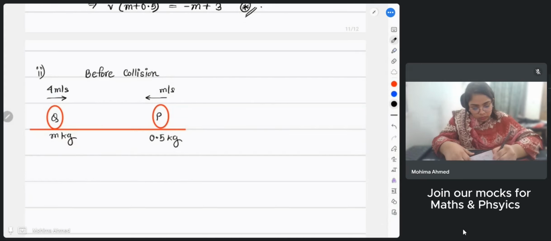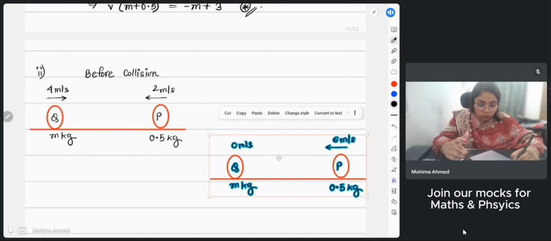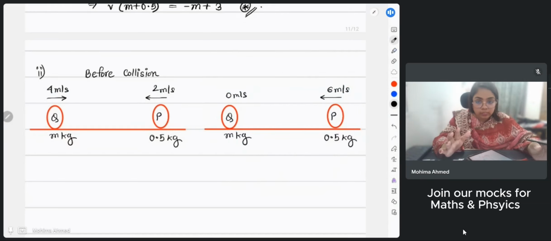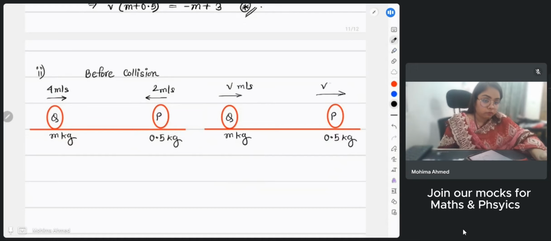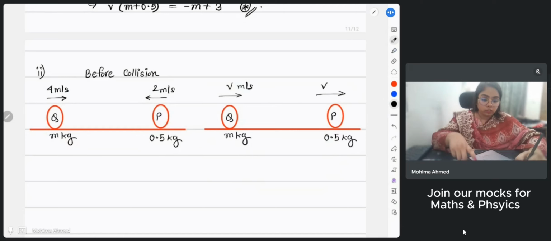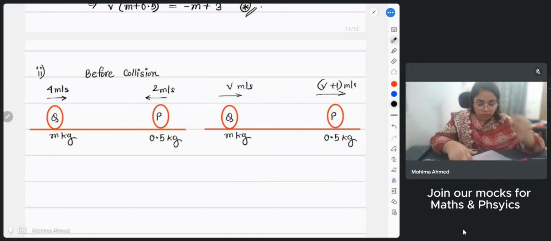And after collision, Q was traveling in the same direction. That means Q didn't change its direction. In that case, P must have reversed its direction, right? So this is v meters per second, and in that case, Q now has a velocity of v plus 1 meters per second. And this is for after collision.